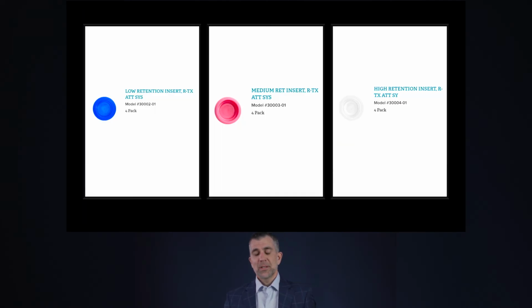And the next part is that we remove the processing inserts, and we go ahead and we place our retention inserts. Now, my suggestion to you is that you start low and go high. I always start with the lowest retention insert. I check the patient a week later, see how they're doing. If they're doing great, we leave it in there.